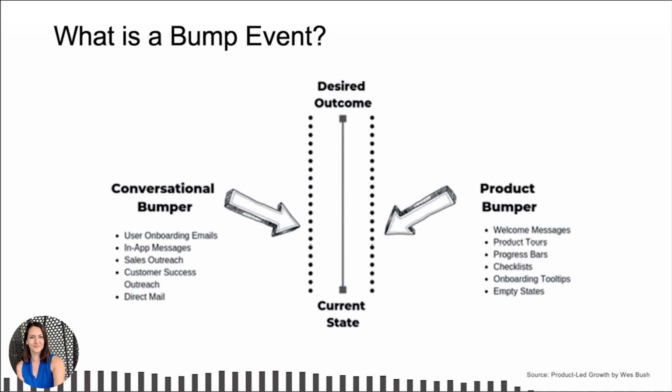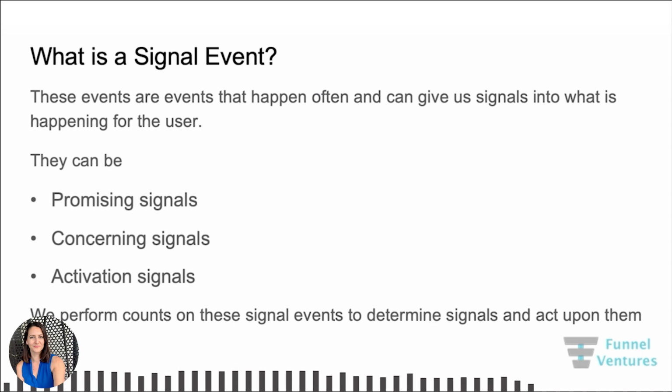And the best part of these bump events is that you don't need to get a developer to implement them, as long as you follow my framework. Some of the events that we define for our customer journey can be classified as signal events. These events are events that happen often and can give us signals into what's happening for the user. So the three types of signal events are promising, concerning, and activation signals.